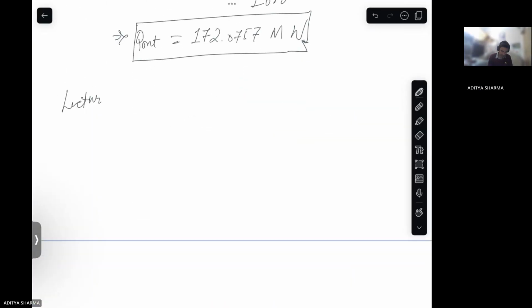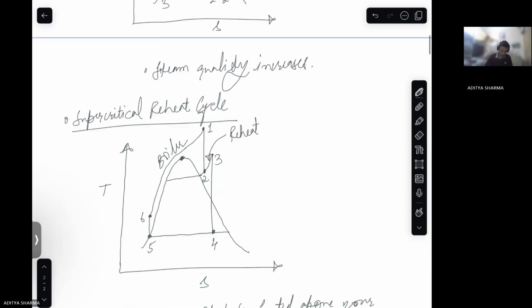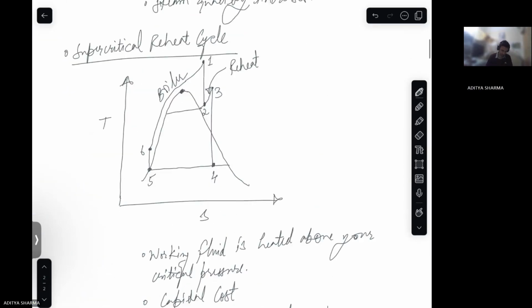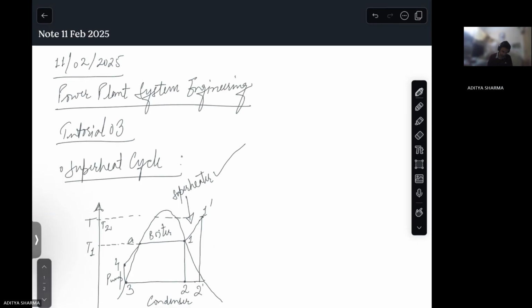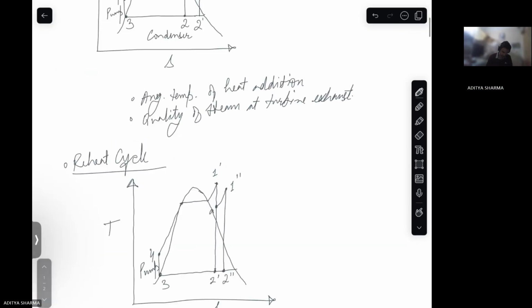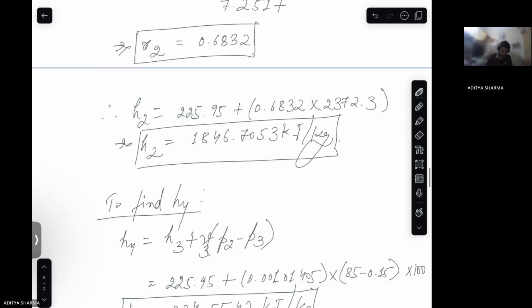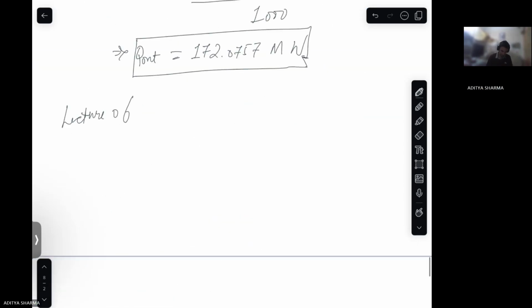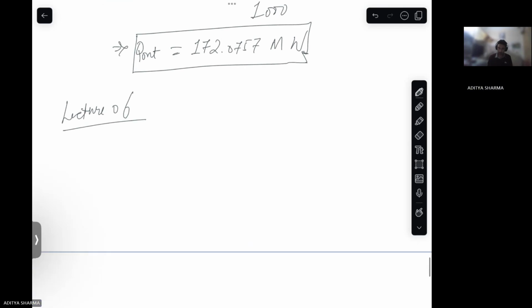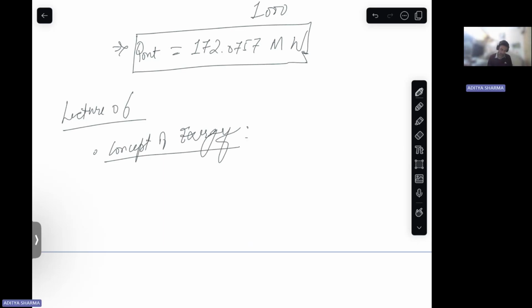So this is your lecture 6. Okay. So here is your lecture 5. So first is your concept of exergy. So this we have discussed this in week 1, right? So I'll just, this is maximum theoretical work.